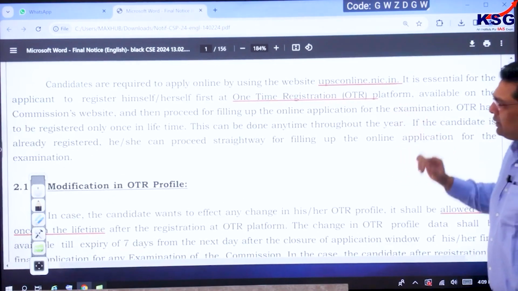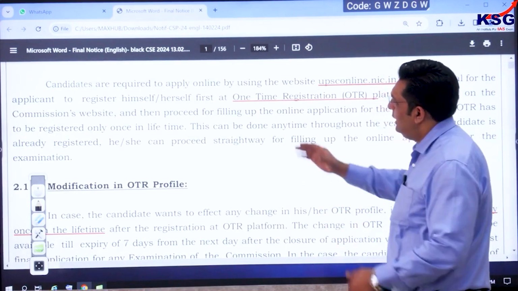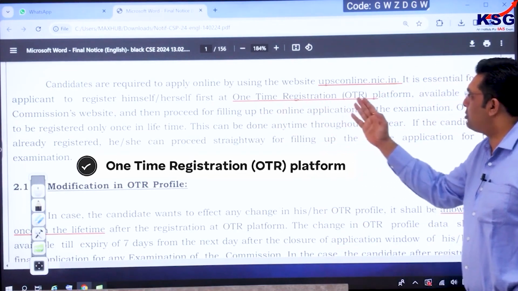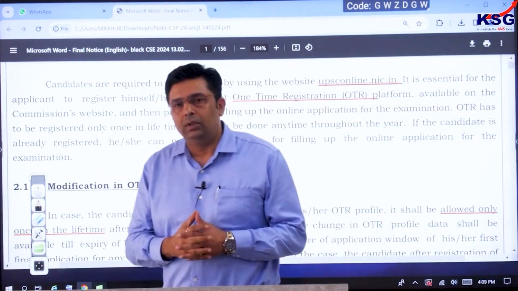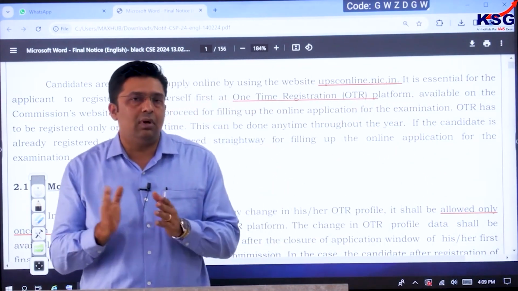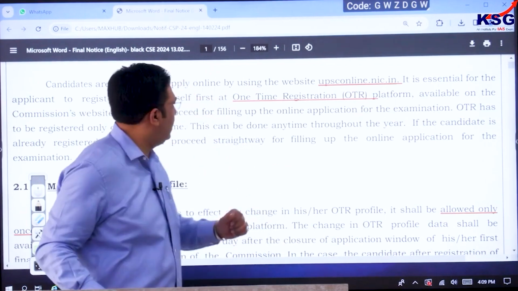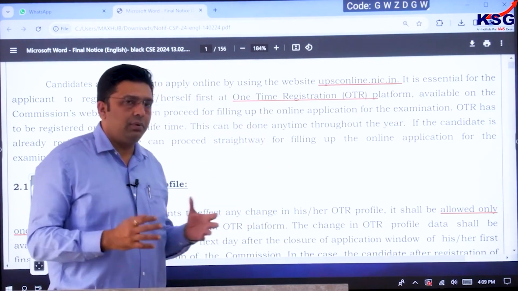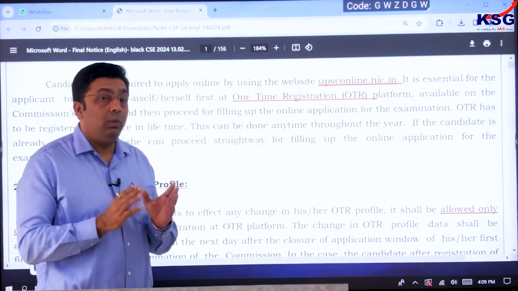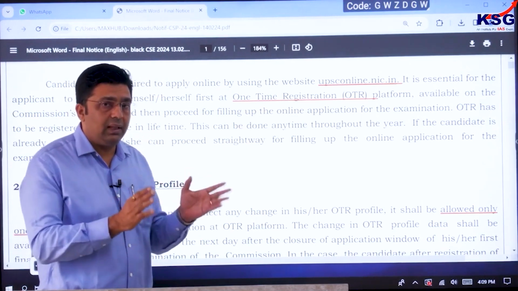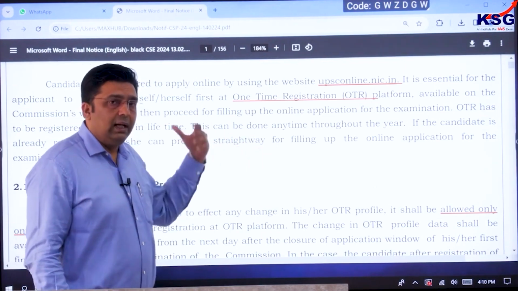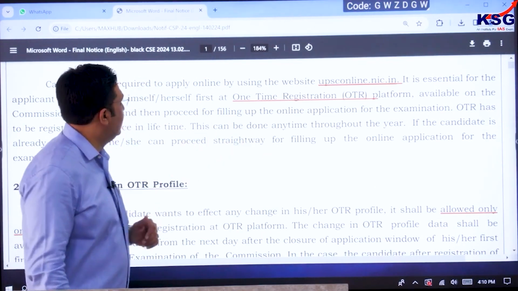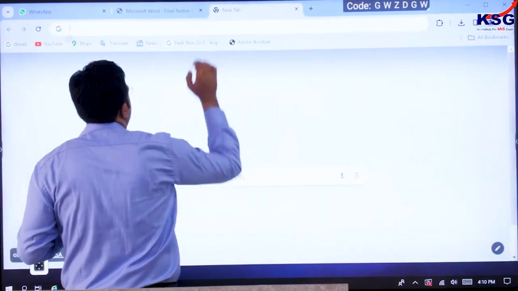Now the point is you need to understand that you have to fill one-time registration form. For those students who have already filled up this OTR, the one-time registration form, you don't need to fill it up again. However, जिन्होंने आज तक इसको कभी नहीं भरा है, you have to go to the UPSC website and वहाँ पे आपको OTR मिल जाएगा. Okay, just to show you.